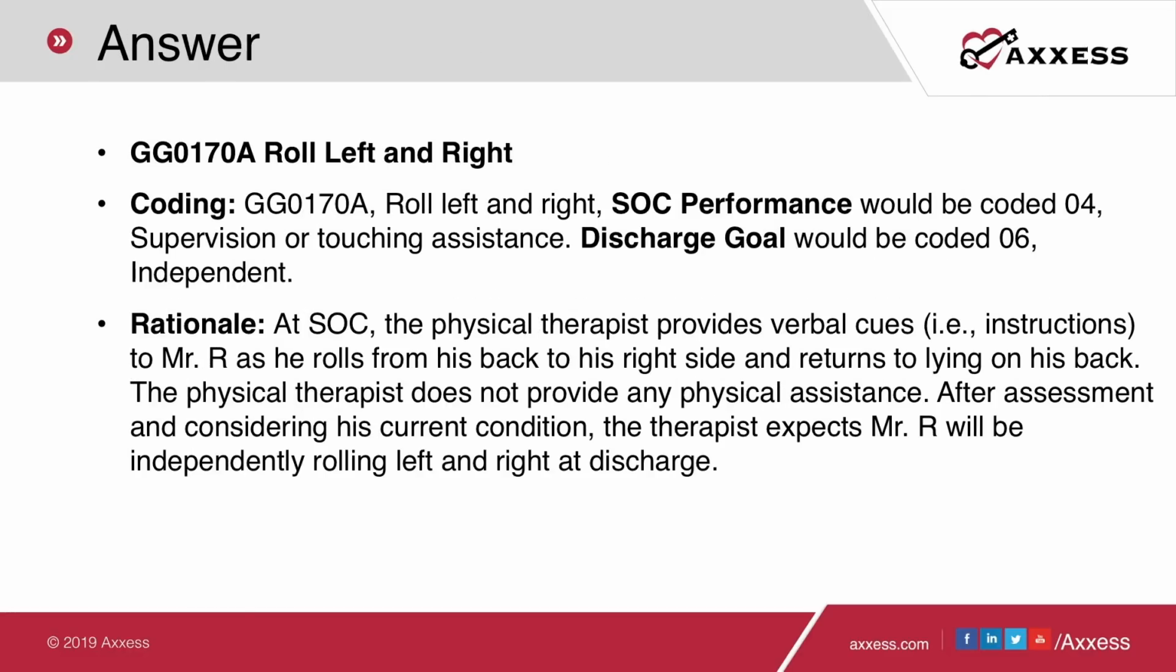GG0170A, roll left and right, start of care performance would be 4, supervision or touching assistance. The discharge goal would be a 6, independent. At start of care, the PT provides verbal cues or instructions to Mr. R as he rolls from his back to his right side and returns to lying on the back. The PT does not provide any physical assistance. After assessment and considering the current condition, the therapist expects he will be independently rolling left and right at discharge.